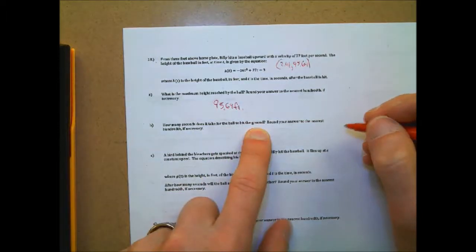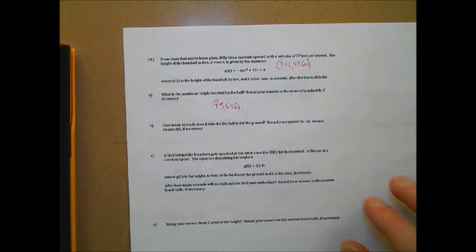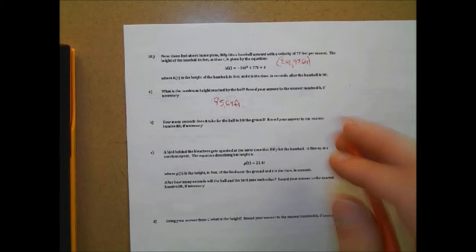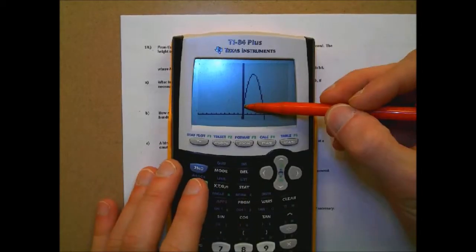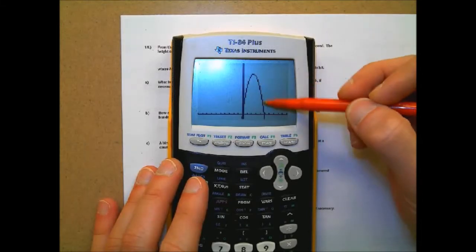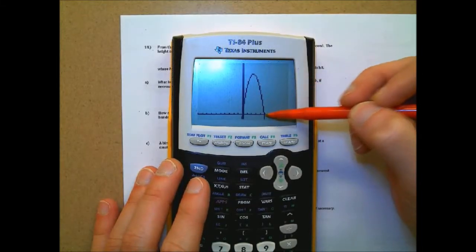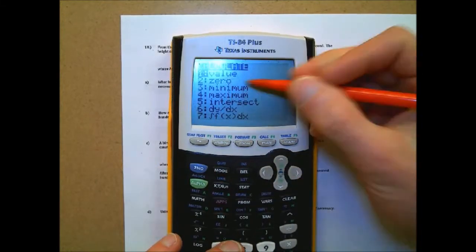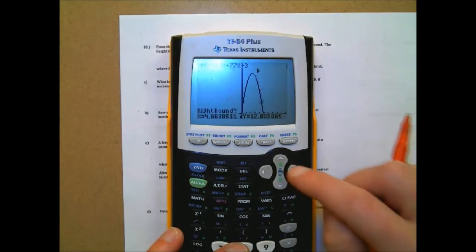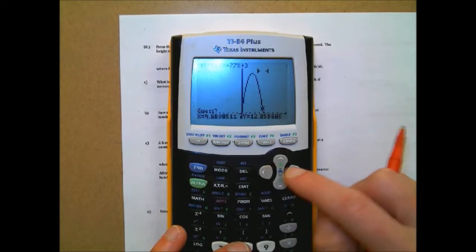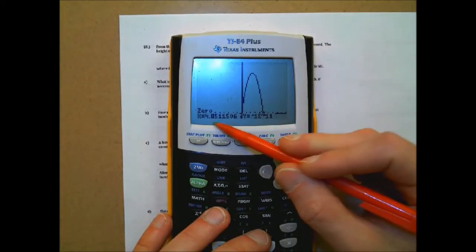Now that we want to know when it hits the ground, that's when the height will be 0. So we go back to our graph here. There's where the ball was hit. It's going to go up, up, up, and then down, down, down, and there's where it's going to hit the ground. So I'm going to hit second trace, and we'll go to the zero command. Make sure you're to the left of your zero, hit enter. Make sure you go to the right of it, hit enter, and then go in towards the guess, hit enter, and there you can see at about 4.85 seconds.